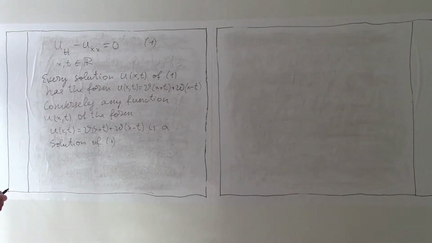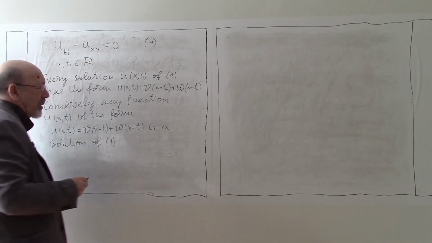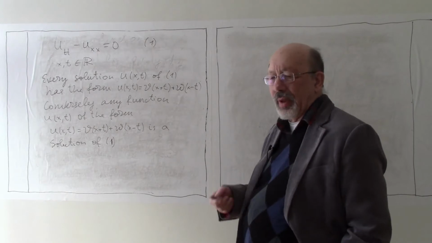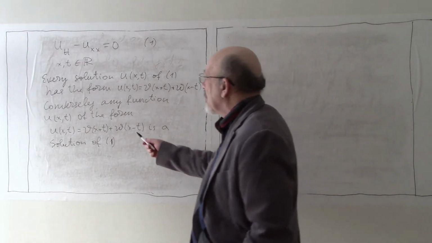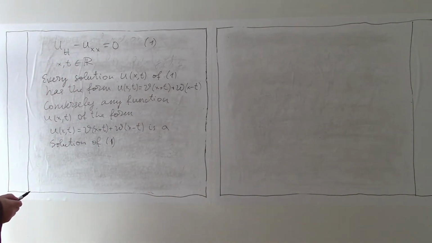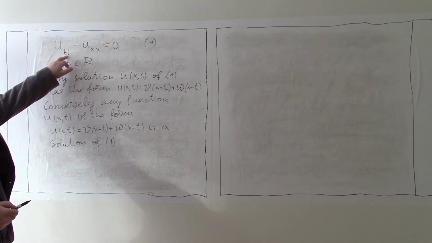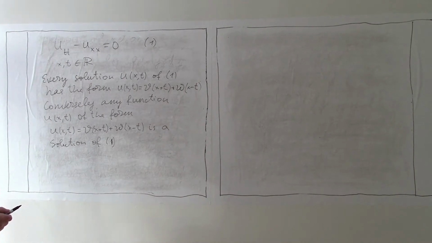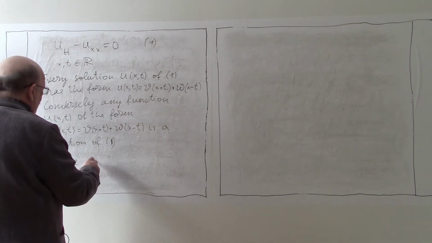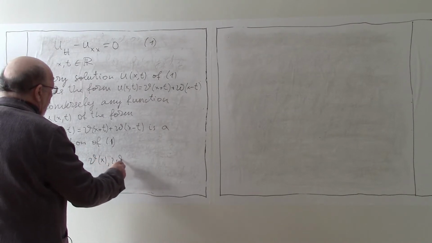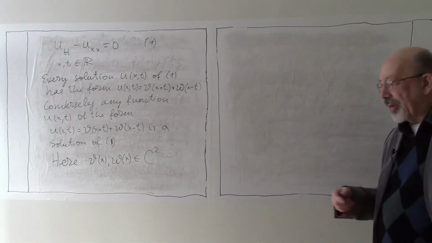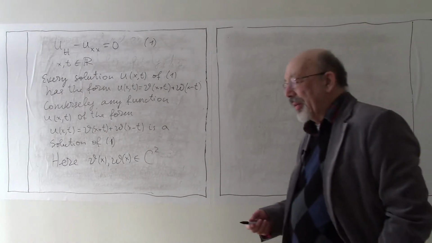Now I did not say much about these functions v and w. If you want to have a solution in a literal sense, then you should be able to substitute these functions into the equation. So this means that they should have continuous derivatives of first and second order. Otherwise, it's not clear what it means to substitute here. So here v(x) and w(x) are functions having two continuous derivatives, that is, they themselves have continuous first and second derivatives.